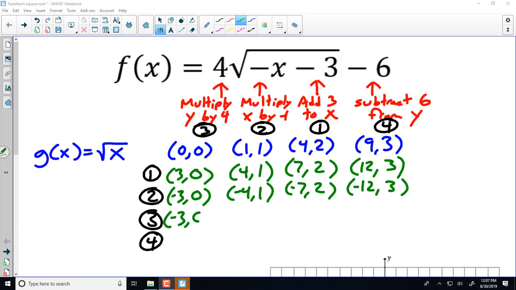So (-3, 0), didn't do anything there. But right here, we multiply this 1 by 4, we get a 4. We multiply this 2 by 4, we get an 8. And we multiply this 3 by 4, and we get a 12.